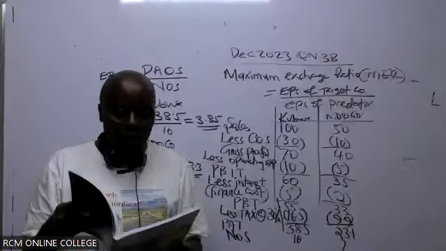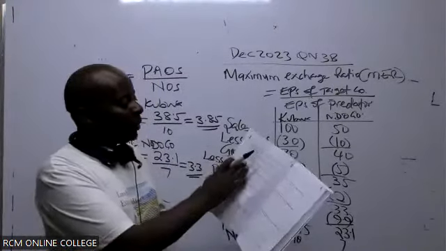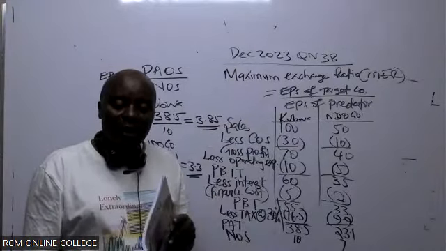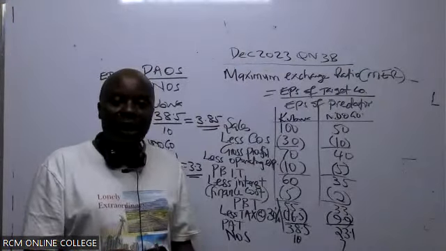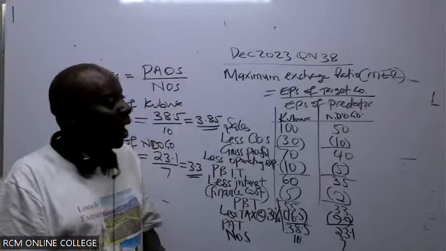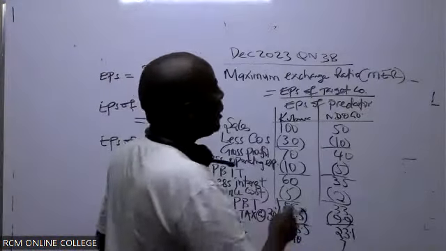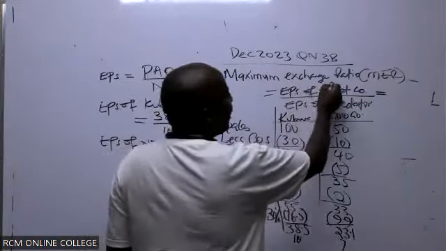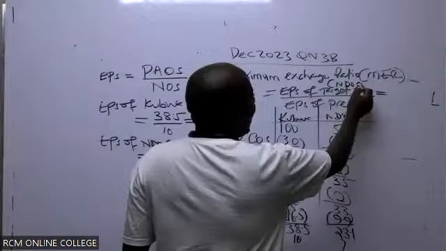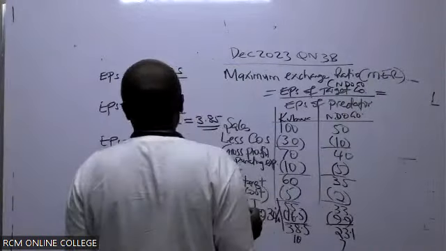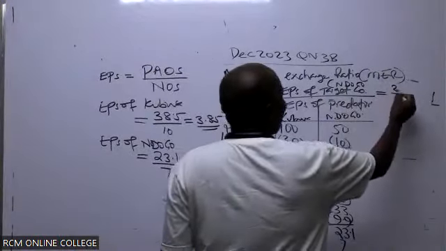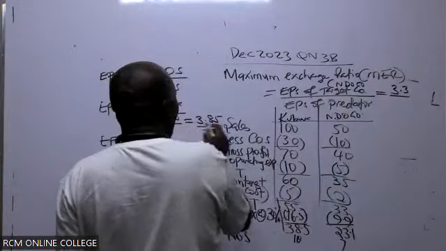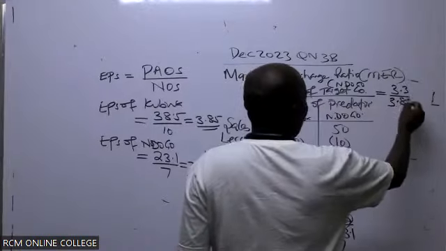Like in this question, ladies and gentlemen, we were told from the beginning that Kubwa Limited is considering acquiring Ndogo Limited. So Kubwa becomes what here? The predator, the swallower, the buyer. So then EPS of the targeted company, are you able to see EPS of the targeted company? This is Ndogo. And you happen to have EPS of Ndogo, which is 3.3, all over EPS of the predator, which is Kubwa, which is 3.85.